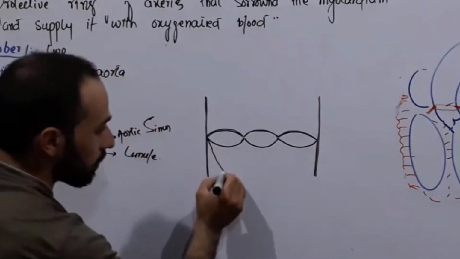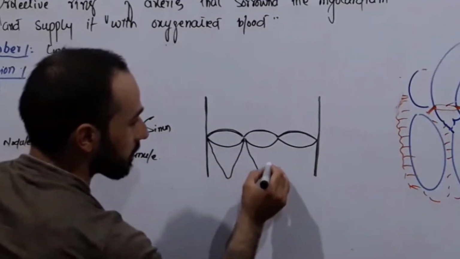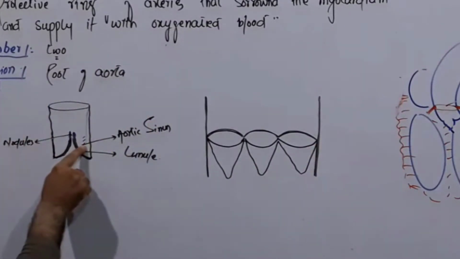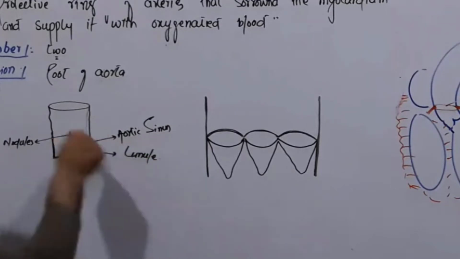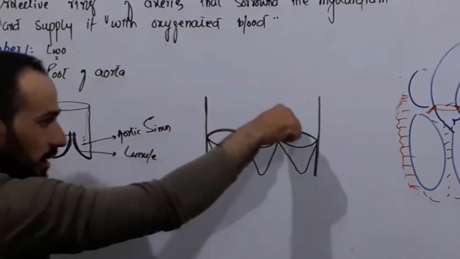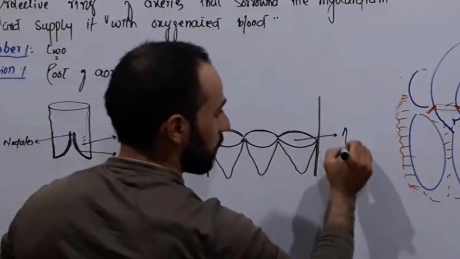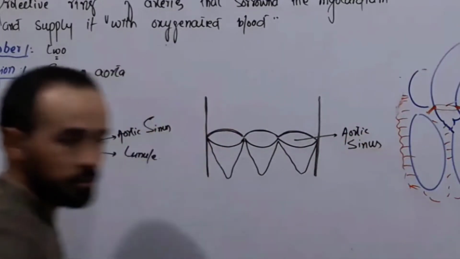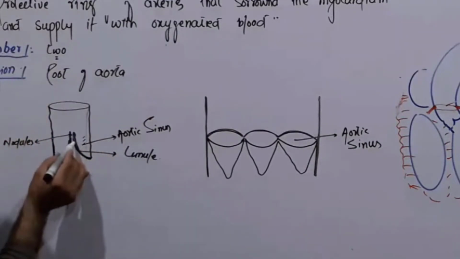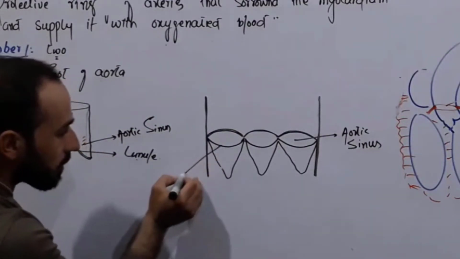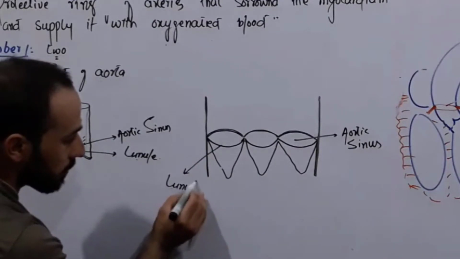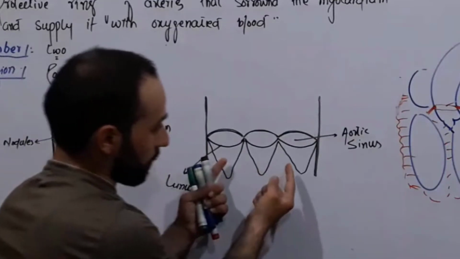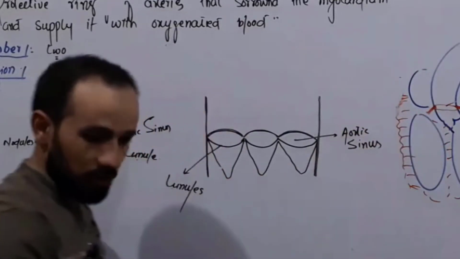Clear? So these are our aortic sinuses. Look, I have written here aortic sinus, this part. So these are the aortic sinuses. This is the aortic sinus, right? And this one is the lunule. So these are the lunules. Clear? So look carefully, from which part the coronary arteries arise.